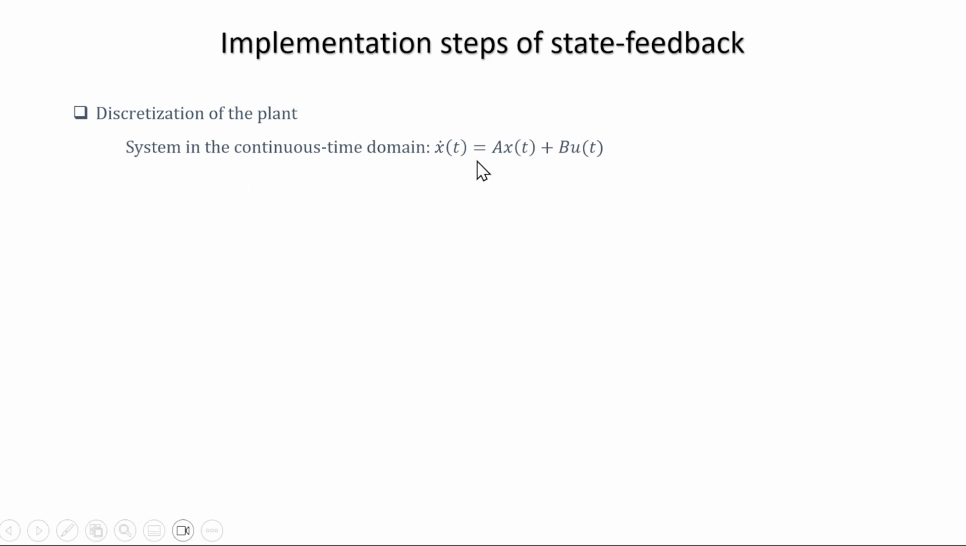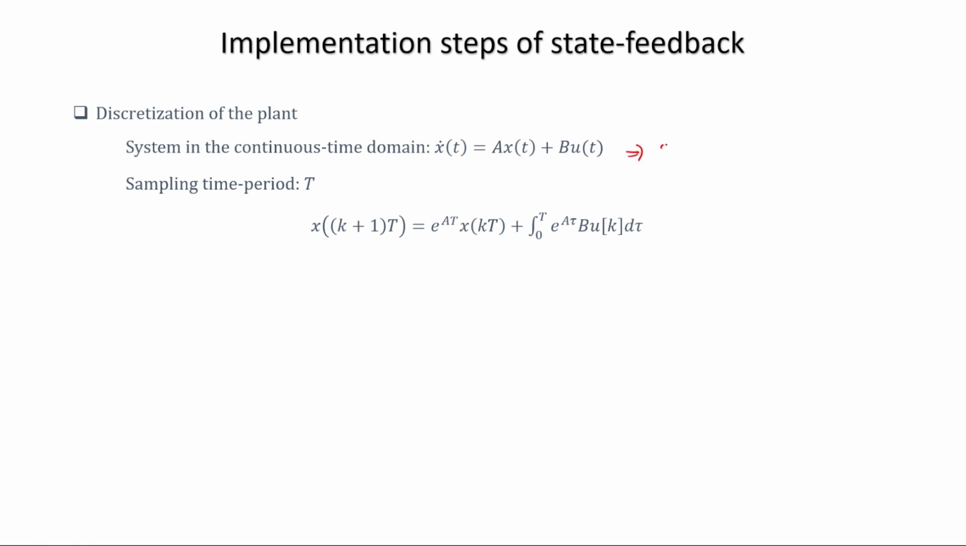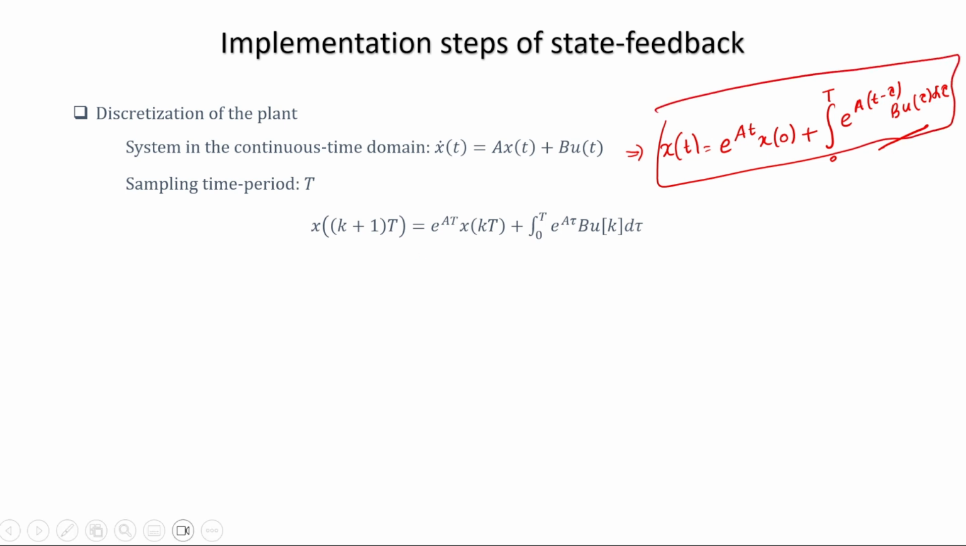So the system in the continuous domain will be x dot equal to Ax plus Bu. We have a sampling time period, say T. Then the solution of the system, we already know what the solution of this is. The solution is x(t) equal to e to the power of At x naught plus integration from 0 to t of e to the power of A(t minus tau) B u(tau) d tau. This was the solution, and we take a sample of this solution. So at the Tth instant, what will be the value? This will be what we get.